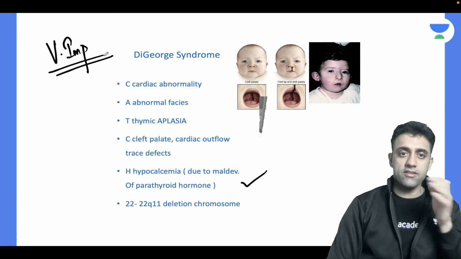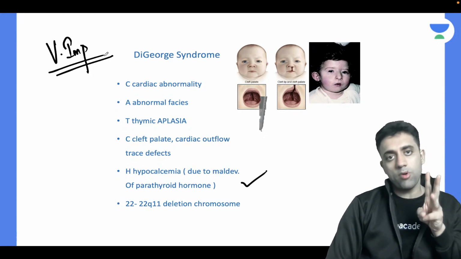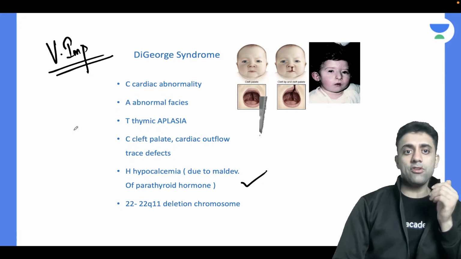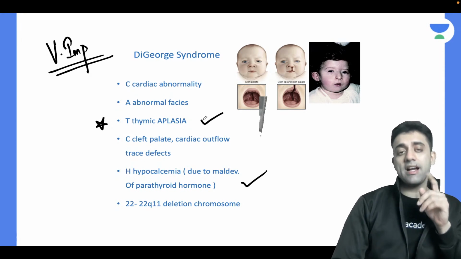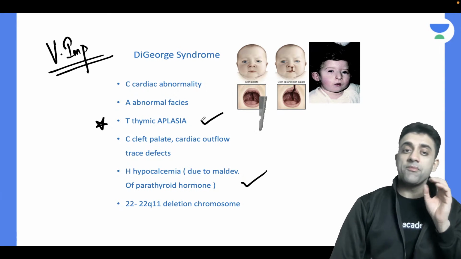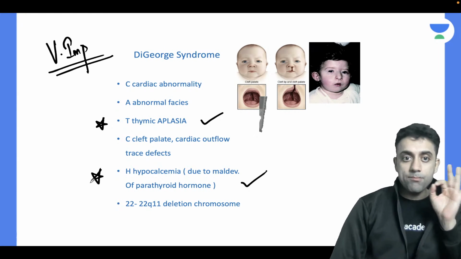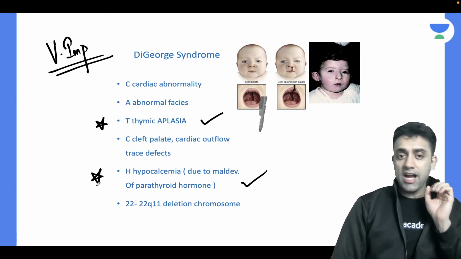So this is the very important DiGeorge syndrome. There are three important questions they have asked. What happens to the thymus? The answer is thymic hypoplasia. This question has come in exams. What happens to the serum calcium levels? There is hypocalcemia.